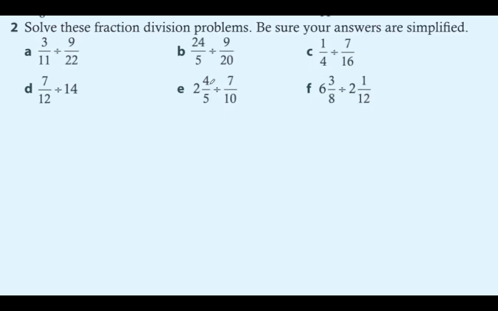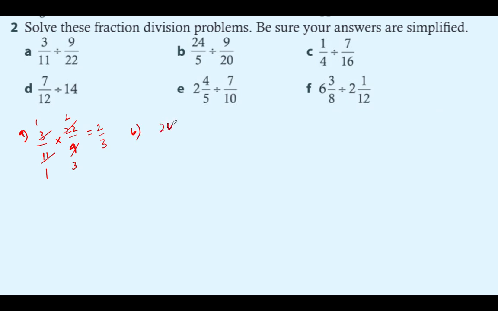Moving to question number 2, we have to solve these fraction division problems. So remember, when we divide fractions, we have to convert this into multiplication, and when we change the division into multiplication, we have to reciprocate the fraction. So this 9 over 22 will become 22 over 9, and now we need to simplify this. 11 times 1 and 11 times 2, 3 times 1, 3 times 3, so we get 2 over 3.